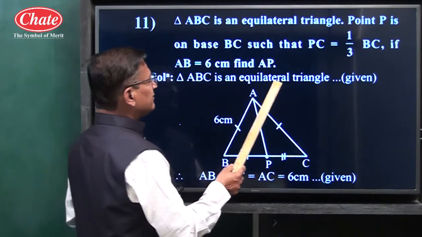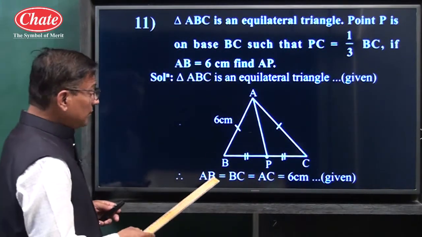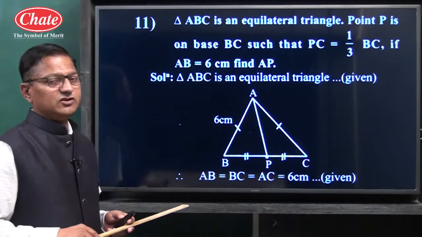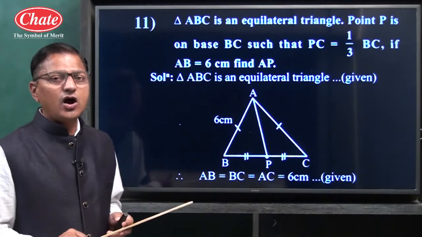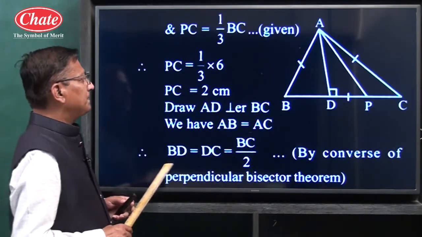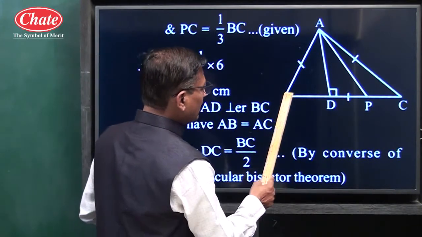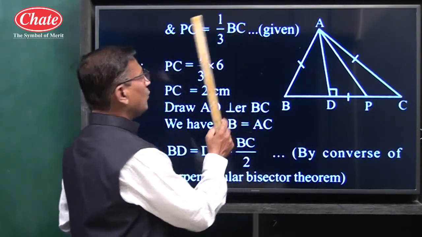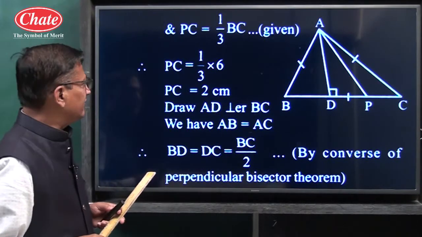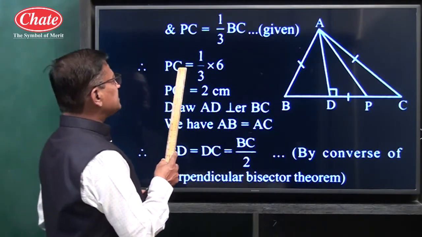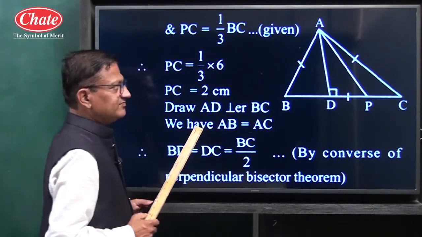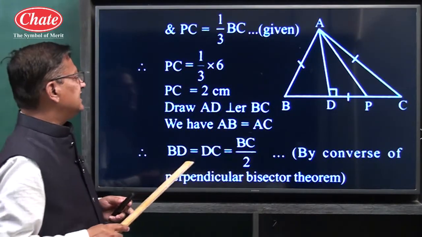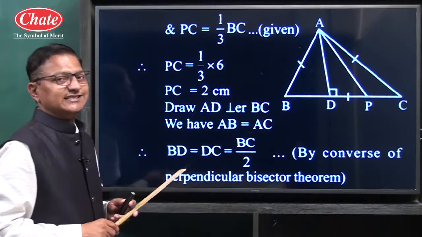Triangle ABC is an equilateral triangle. It is given. So AB is equal to BC is equal to AC is equal to 6 centimeter, because we know in an equilateral triangle all sides are congruent. See now, point P is on side BC such that PC is equal to 1 by 3 BC is given. From this we can write PC is equal to 1 by 3 into 6, because the length of BC, side of the equilateral triangle, is 6. Therefore PC is equal to 2 centimeter.